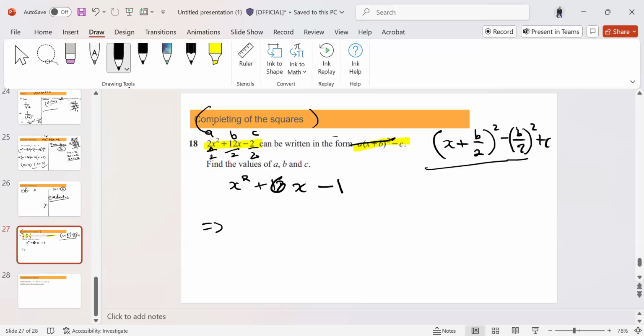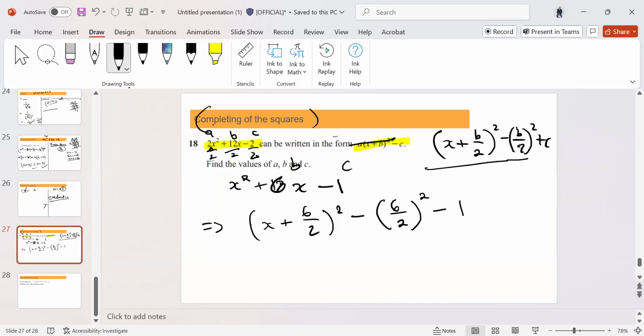Our A now is no longer 2, it's actually 1, and our B is 6, and our C is -1. We don't need A because we only need B. So we plug and play, substituting into that expression on top. We are going to have x plus 6 over 2, that's our b, squared, minus 6 again divided by 2. There's a square here again. Plus c. Our c is negative, so we just write negative.